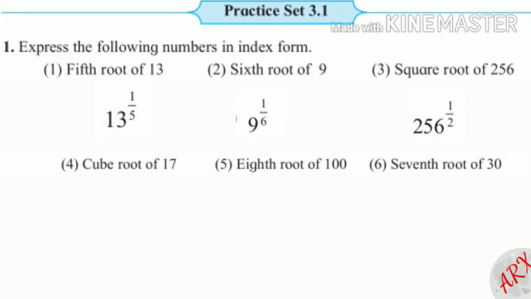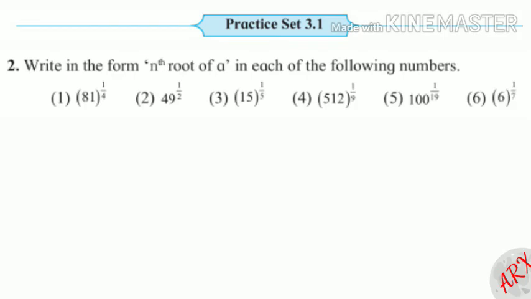Fourth, cube root of 17. So answer will be 17 raised to 1 upon 3. Fifth, eighth root of 100. Answer will be 100 raised to 1 upon 8. Sixth, seventh root of 30. So answer will be 30 raised to 1 upon 7. Question number 2. Write in the form of nth root of a in each of the following numbers.